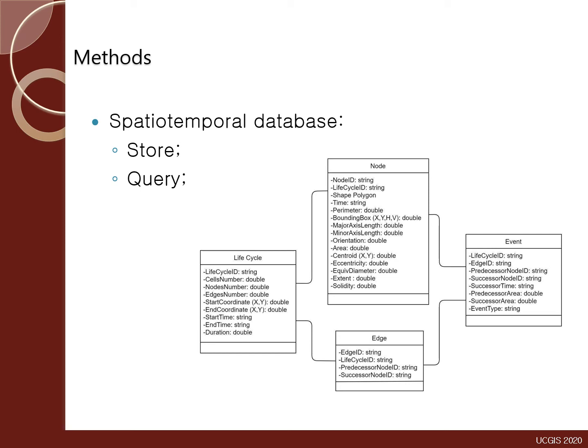However, the derived graph contains the spatial temporal information and the predecessor-successor relationships, as well as the event types. The database structure of this derived model is illustrated in this figure. First, the life cycle class stores the general information of the specified individual life cycle. Then, the primary properties of the nodes and edges in this individual life cycle are stored in 2 separate classes. Finally, the information of events, which is derived from the nodes and edges, is stored in another class.